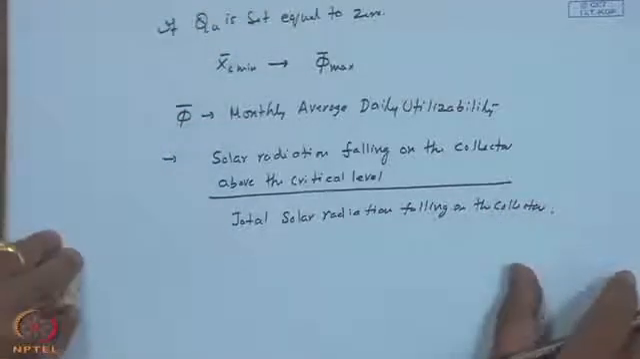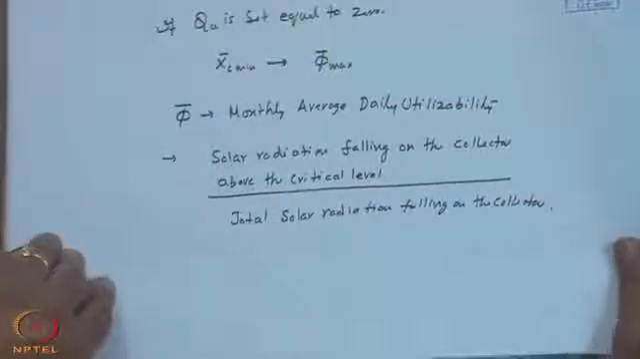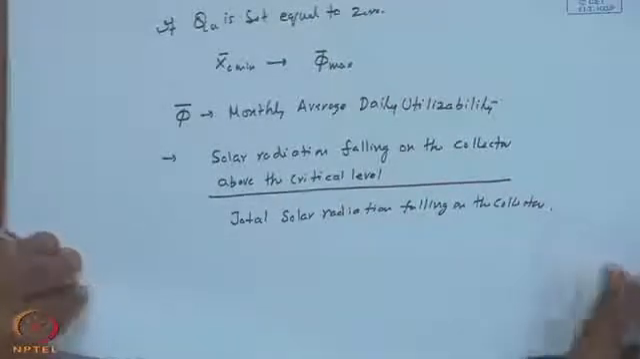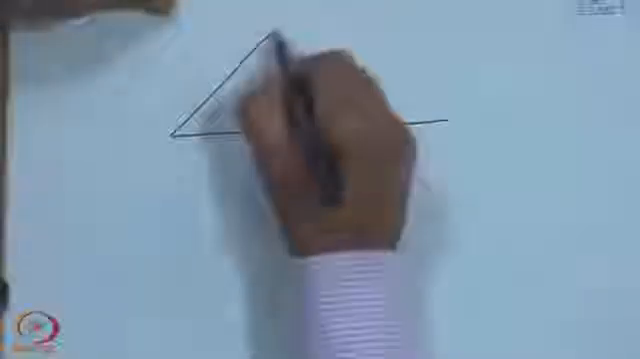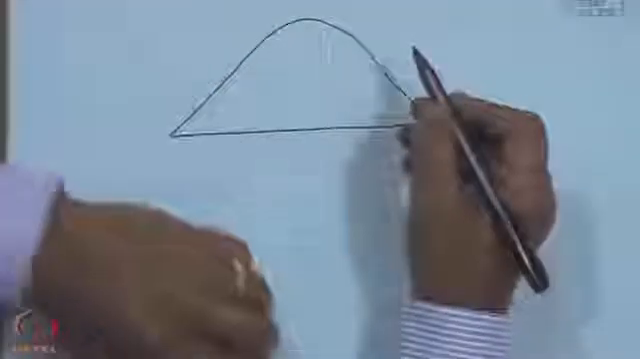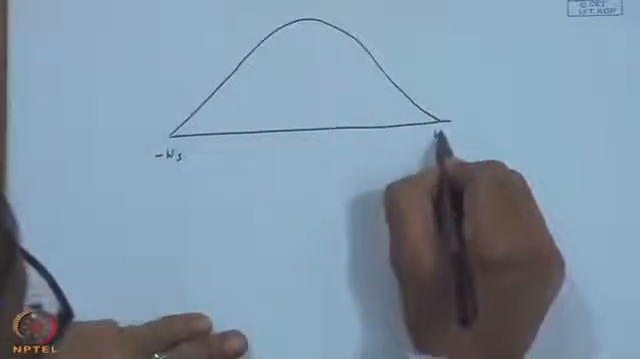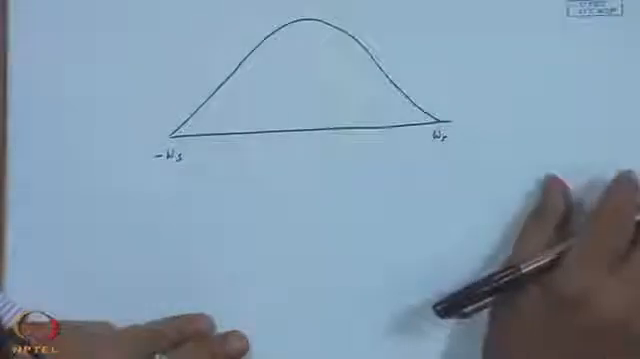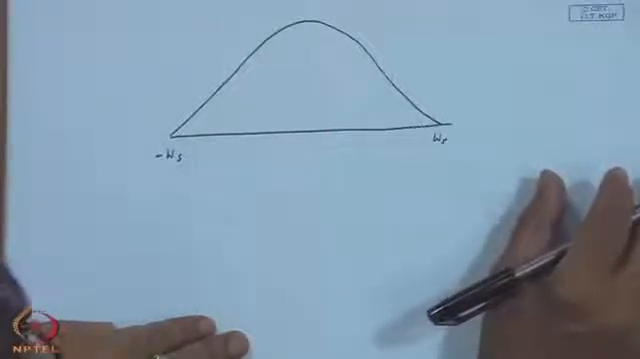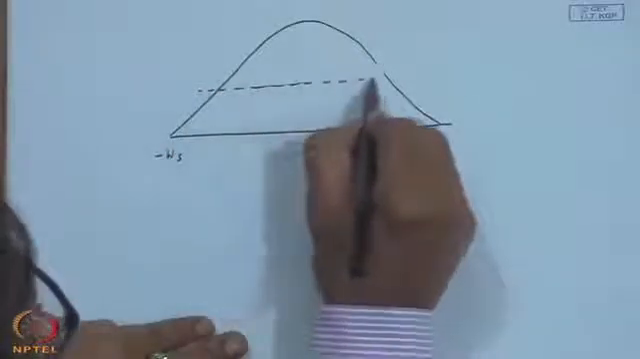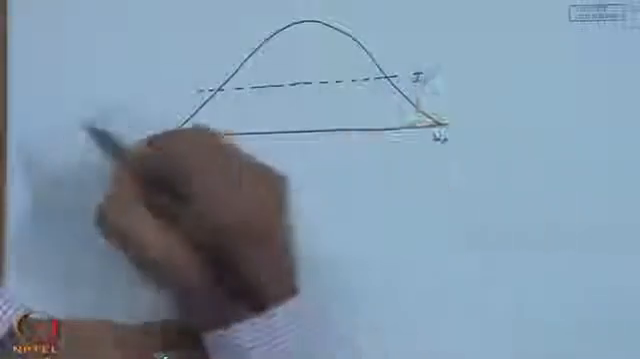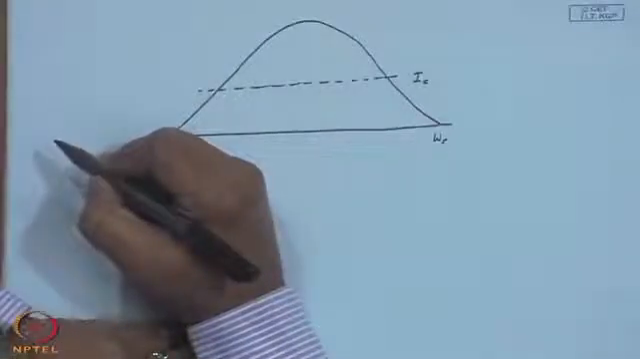The general definition is how much of the solar radiation is above the critical level compared to the total solar radiation falling on the collector. Pictorially, if this is the solar radiation distribution from minus omega s to plus omega s, it does not have to be smooth, it can be cloudy, and it does not have to be symmetric if the collector is not facing south, and this is my I C. That is the critical level which we are talking about.